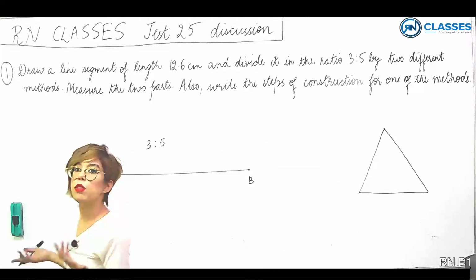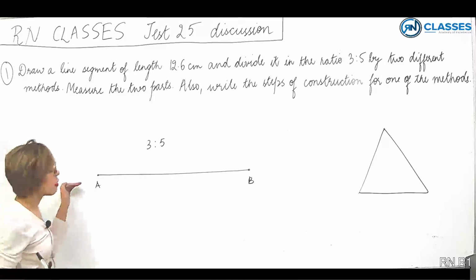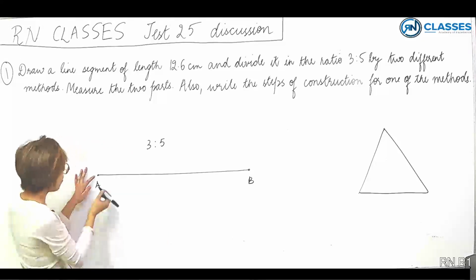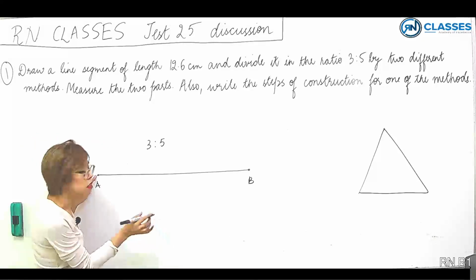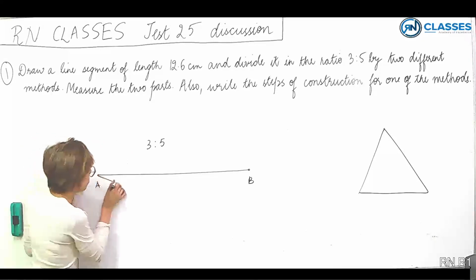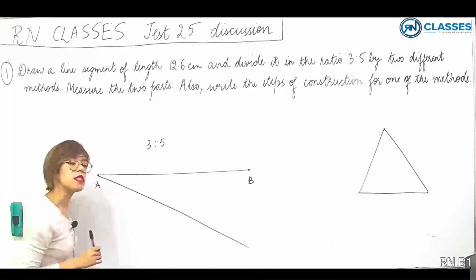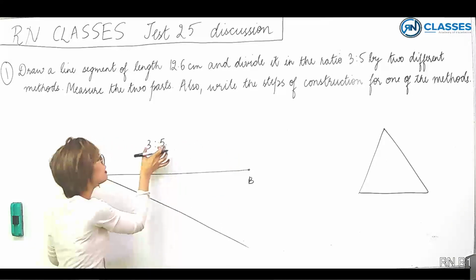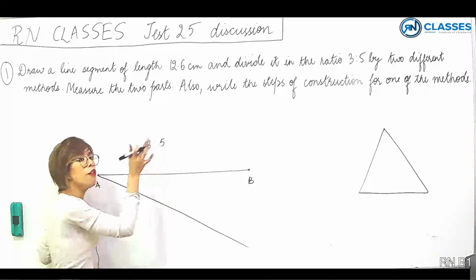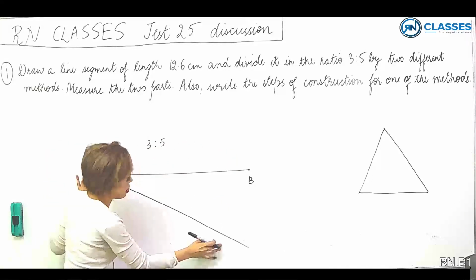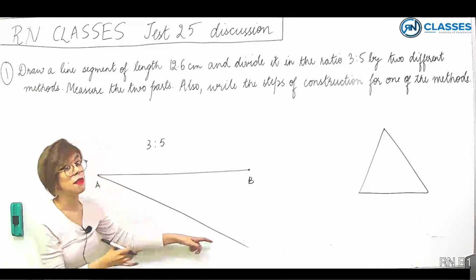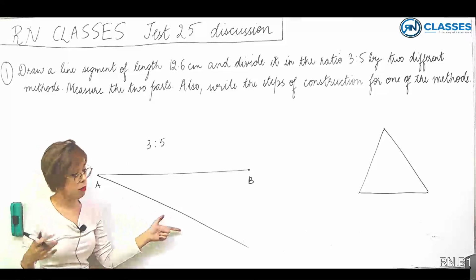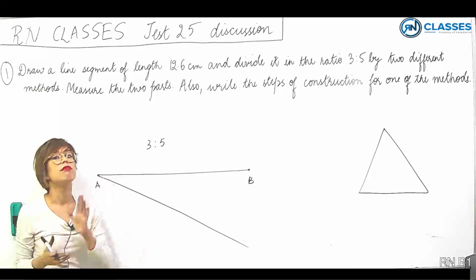So that means you do need to form a triangle. You just have a single line right now, so you need another side. So what I'll do is, from here, at any given angle, I will draw a line. Suppose this is my line. Now, I wanted to divide this line segment in the ratio 3:5. What if I divide this line segment, which I'll form, in the ratio 3:5? I haven't marked that point yet.